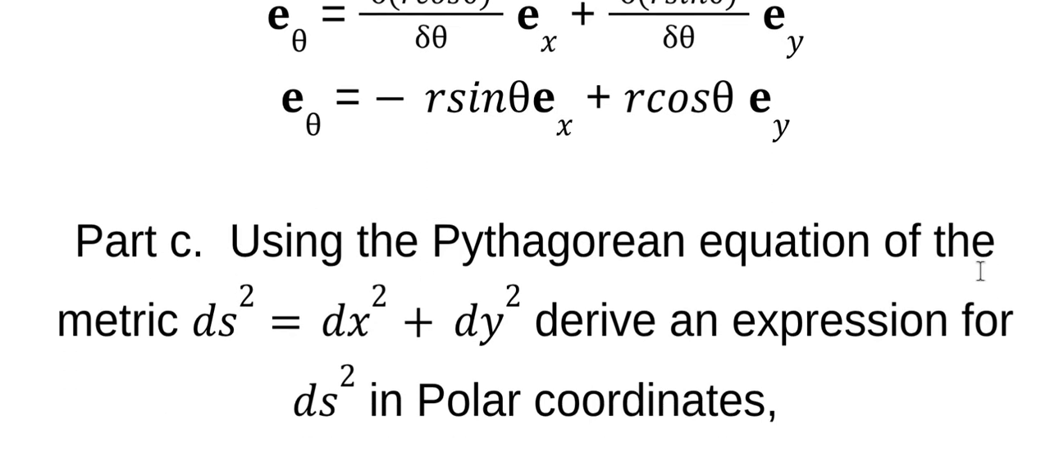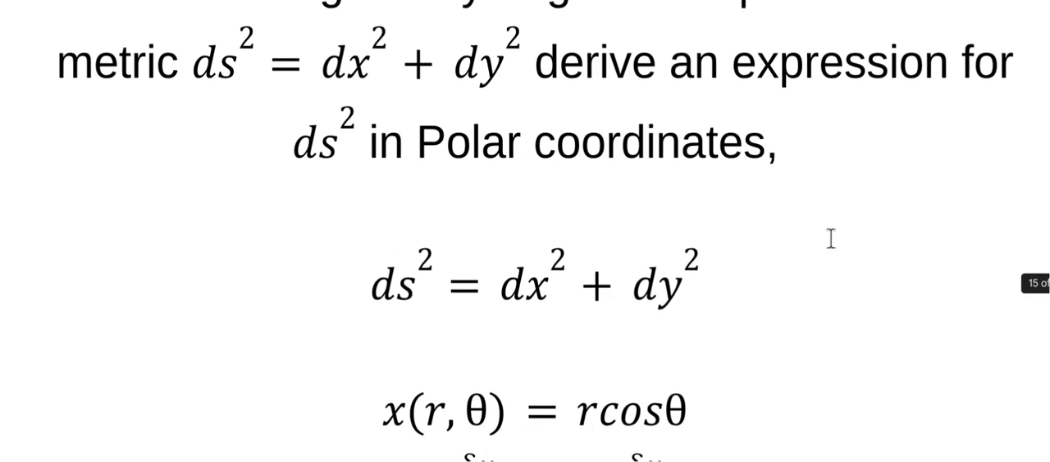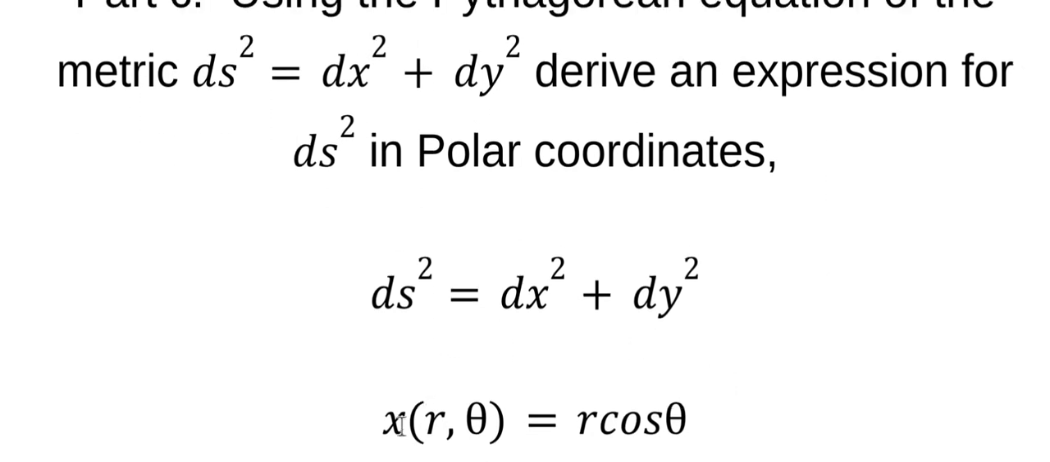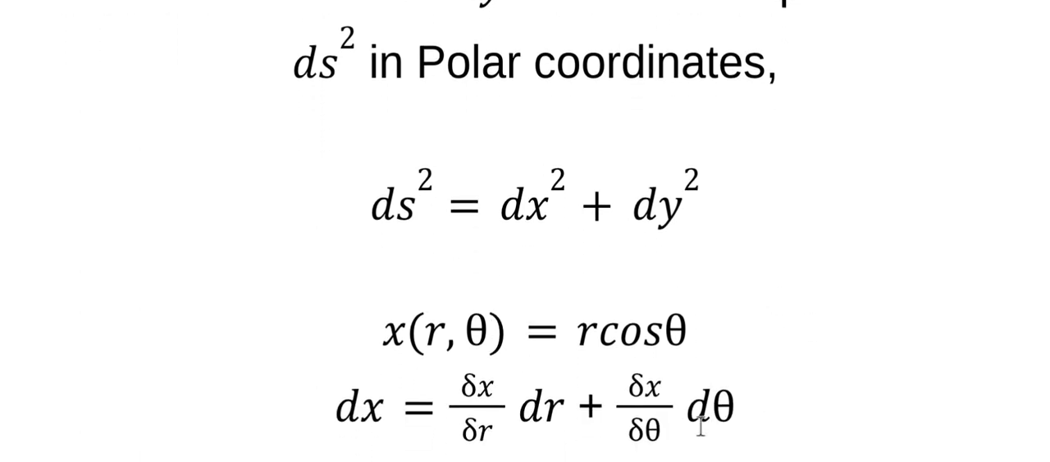Using the Pythagorean theorem, this is part C, the equation of ds squared equals dx squared plus dy squared. This is the arc length equation. Derive an expression for ds squared in polar coordinates. Okay, so how we get started is this. Now, x and y are compound arguments, right? They are a function of two variables. So you have to use the multivariable chain rule, which I'm sure you're familiar with.